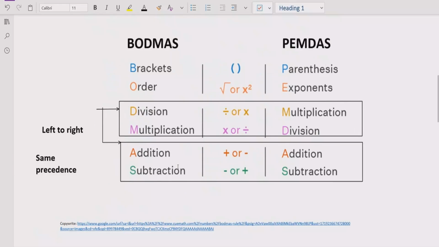After the bracket, you have to see the power of any number. If your expression contains any number which has the power, you have to solve that part after the bracket. Step number three, you have to solve the division and multiplication. You have to go left to right in your expression and find out division and multiplication. Both have similar precedence, so you can solve any of them which is coming first. Similarly, for addition and subtraction, we have the same. We can solve addition first if it is coming first, and we can solve subtraction first if it is coming first.